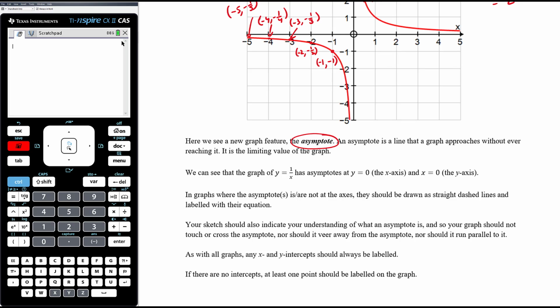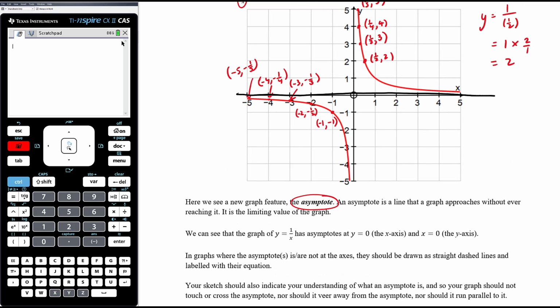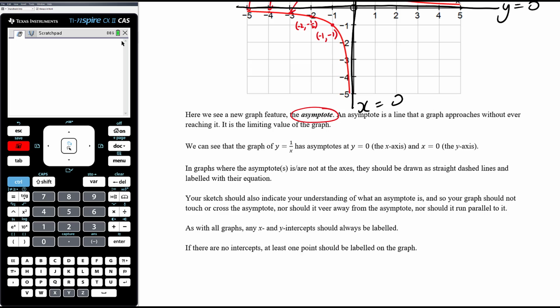Okay, and we can see that y equals 1 on x has asymptotes at y equals 0, which is the equation of the x-axis, and at x equals 0, which is the equation of the y-axis. As I said, your sketch should indicate your understanding of what an asymptote is, so don't touch or cross or veer away from or run parallel to it. As with all graphs, any x and y intercepts should always be labelled, and if there are no intercepts, at least one point should be labelled on the graph, as well as the asymptotes.